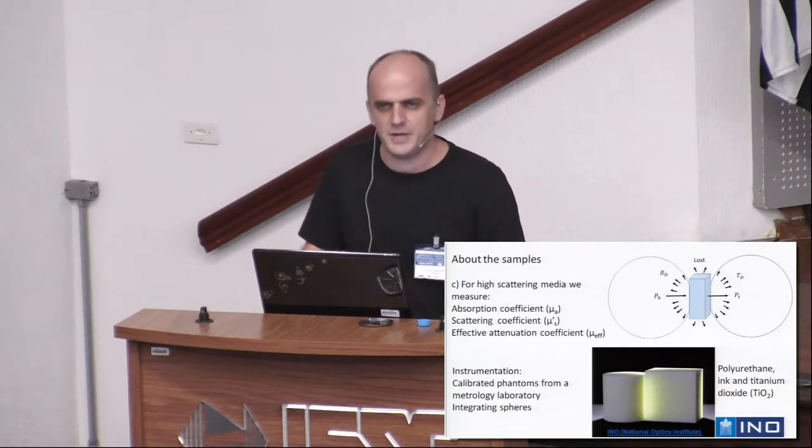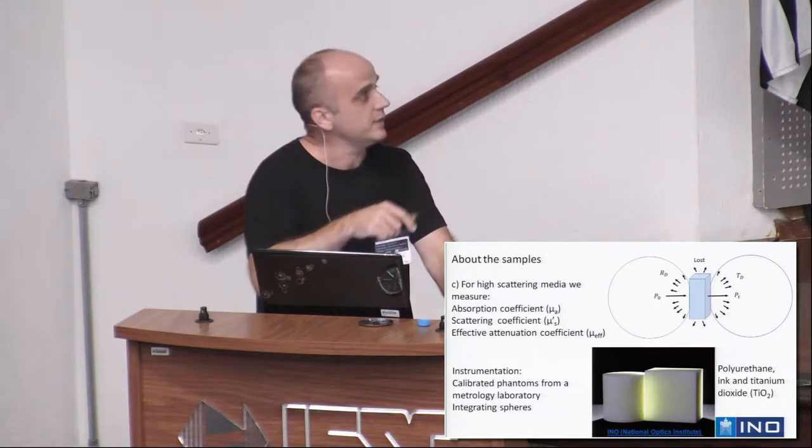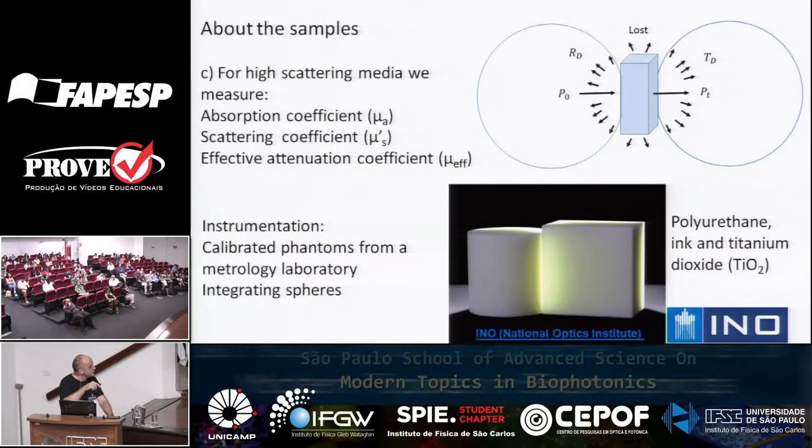If you have turbidity, you must take a different approach, and you must measure the diffuse transmittance and the diffuse reflectance values. And also, you must calculate some losses from your sample. For this approach, what you need is calibrated phantoms and integrating spheres. Calibrated phantoms are made of polyurethane, ink, and titanium dioxide, which differ, because if you are more interested in high scattering values or low scattering values, you must have phantoms for different situations.